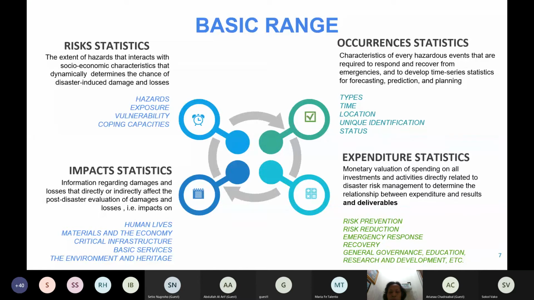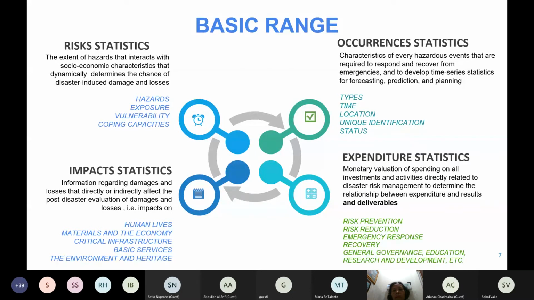We also put the expenditure statistic as one of the things that we need to develop. This includes the monetary valuation of spending and all investment and activity directly related to disaster risk management, to determine the relationship between expenditure and result and the deliverable. We realize that the expenditure statistic is still far away, but we try to make it in our framework. So we try to go on it.